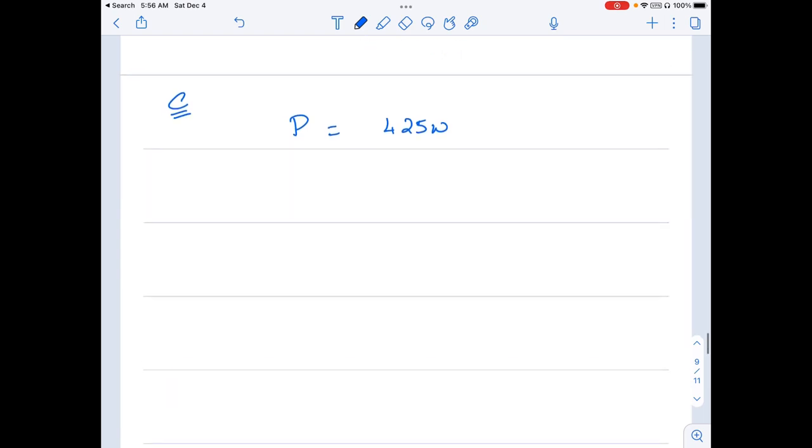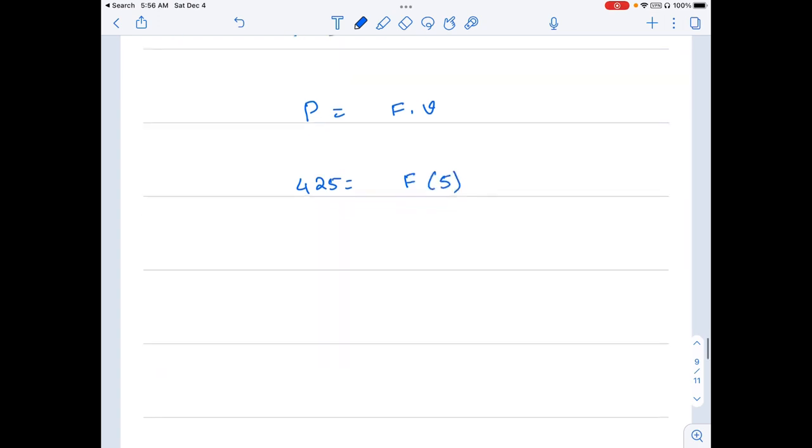So we know that power is equal to force times velocity. So 425 is equal to force, which I don't know, times velocity, which was 5 at C, if you remember. So the driving force, dF, is 425 divided by 5, which is 85. Driving force is 85 newtons.